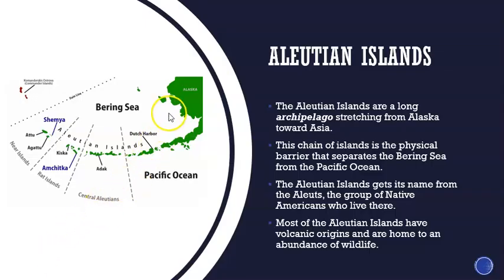The Aleutian Islands are an extension of Alaska. They are an archipelago, so it's a chain of islands that stretch from Alaska toward Asia. This chain of islands is the physical barrier that separates the Bering Sea from the Pacific Ocean. The Aleutian Islands get their name from the Aleuts, the group of Native Americans who live there. Most of the Aleutian Islands have volcanic origins and are home to an abundance of wildlife.